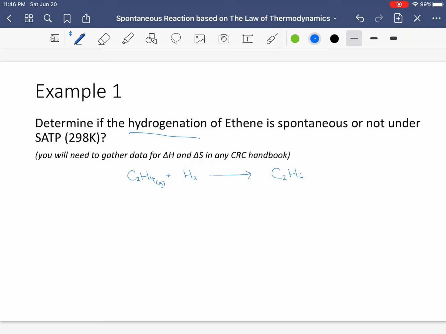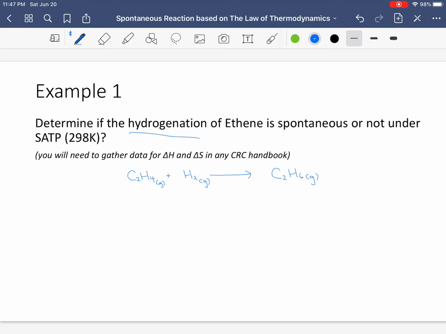It's very important actually to put in the states, because when you look at the CRC handbook, some chemicals are based on state. Now for this one, it's going to be gas for sure, because these are very small hydrocarbons, and as you remember, they have very, very low boiling points, so they are usually gases. Anyway, so that is the reaction.